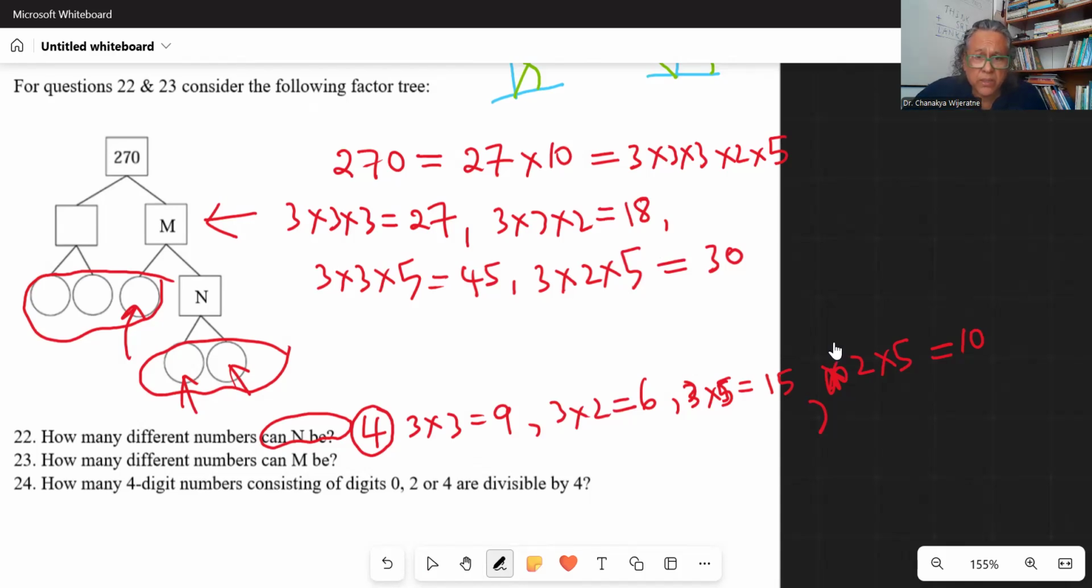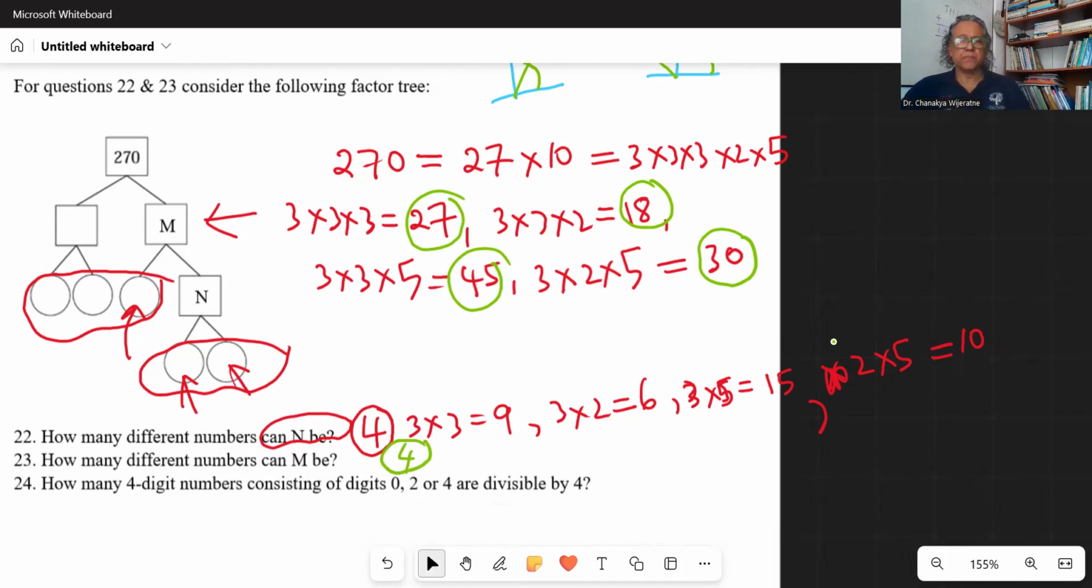So let's take a different color. We have lots of colors here. So we get 27, 18, 45, 30. Again, 4, right? So m can be any one of 4 different numbers. Okay, now we have the last question.